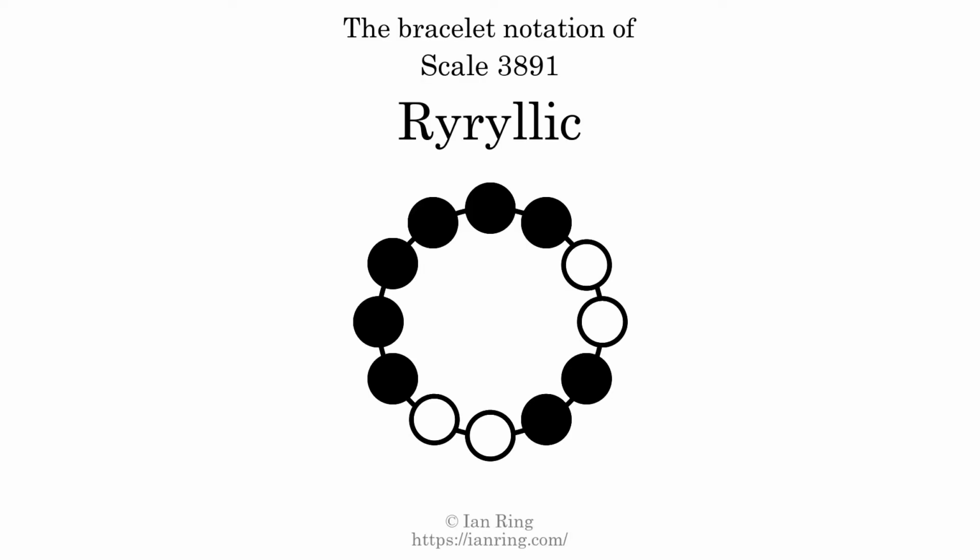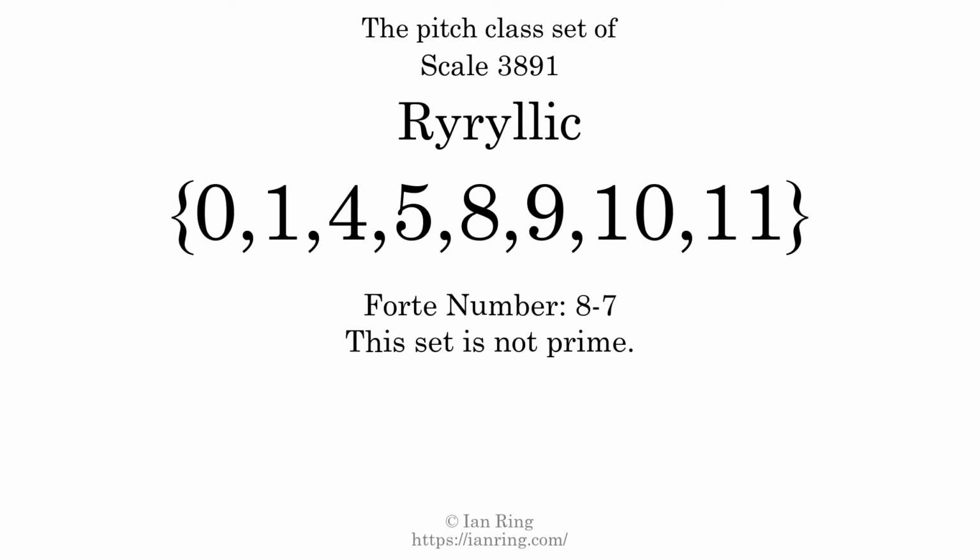This is a bracelet notation diagram of scale 3891. The shaded circles represent tones that appear in the scale, and they are read clockwise, starting at the top. The pitch class set for this scale is 0, 1, 4, 5, 8, 9, 10, 11. The forte class is 8, 7. This set is not prime.